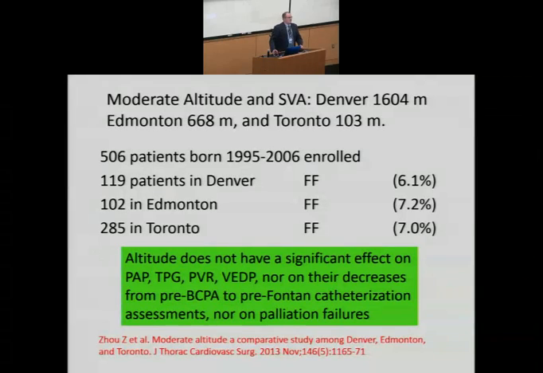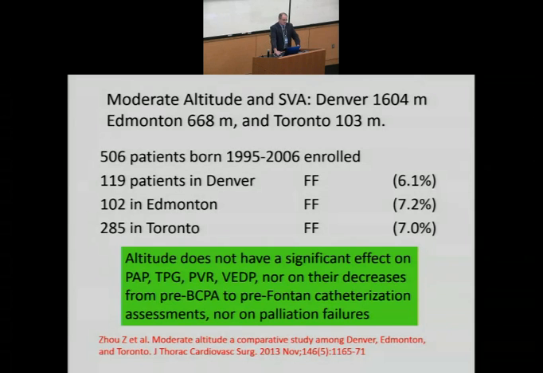The other thing which we often think about is, well, single ventricle patients at altitude do badly, and we have this myth. But this paper came out in 2013 where they compared patients in Denver, Edmonton, which was much lower, 660 meters, Toronto 103 meters, essentially sea level. And they really found that the Fontan failure rate in all of them was about the same. Altitude was not influencing a greater failure rate.